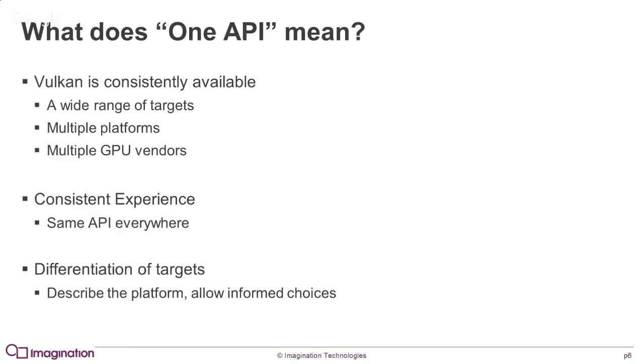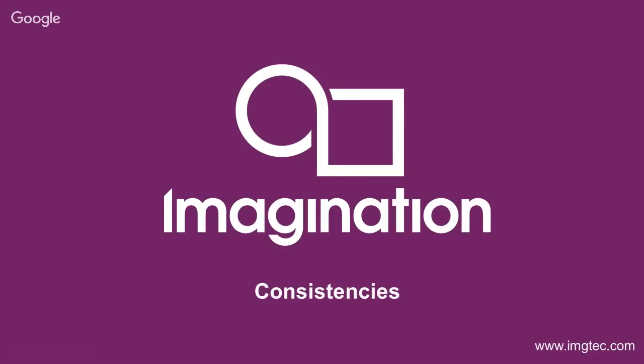But this is all about availability this week. And the idea is that you should have consistent experience with the same API everywhere, while still allowing differentiation of different targets. So you'll be able to describe the platform and allow informed choices about how you render something. So that's the quick overview.